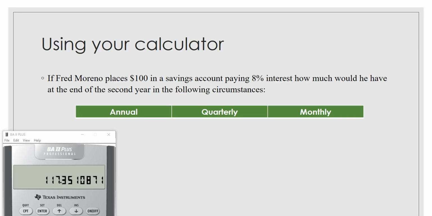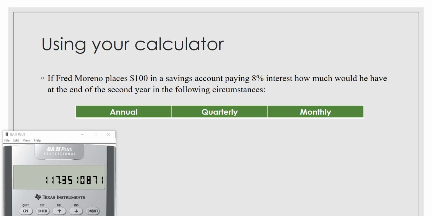So let's learn how to do this on our calculator. So let's do this same example. Fred puts $100 into a savings account paying 8% interest. How much would he have at the end of the second year in the following circumstances? Annual compounding, quarterly compounding, and monthly compounding.